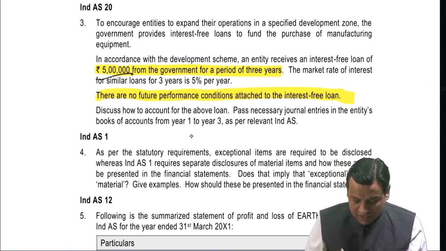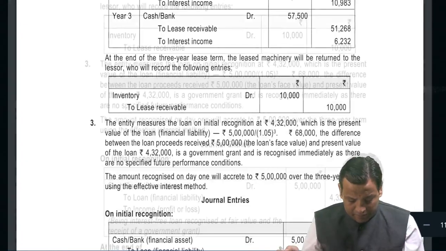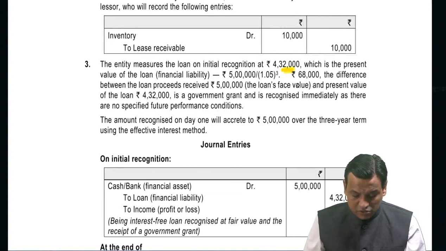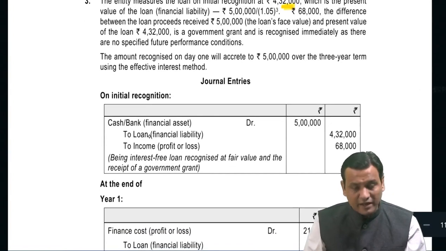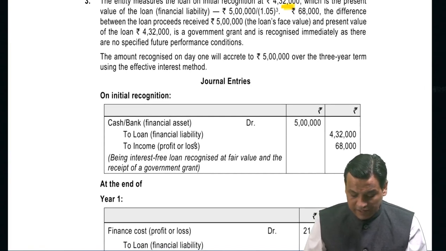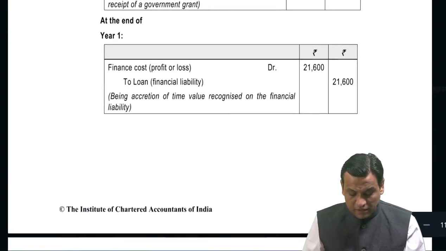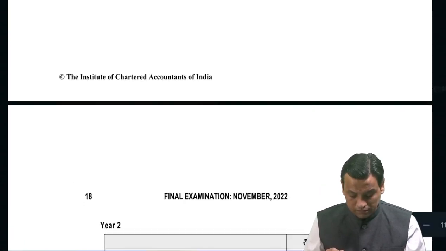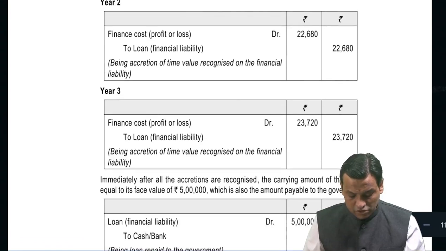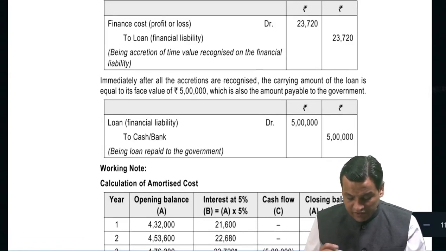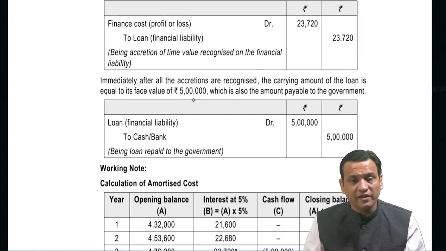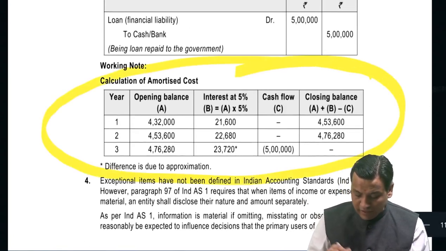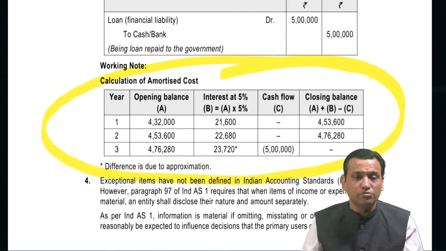Okay, so they were just asked to pass the entry. So very simple, 5 lakh discounted, we get 4 lakh 32,000. 68,000 will go to P&L. So our entry is: cash/bank account debit, to loan (financial liability), to income 68,000. Then every year, through the amortization table, finance cost to loan, finance cost to loan, finance cost to loan, and at the end everything is over. The amount is 5 lakhs based on the amortization table. I hope you remember the table which we have been preparing for the maximum of the questions.